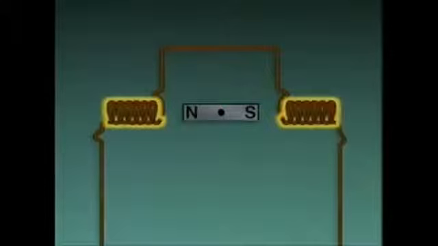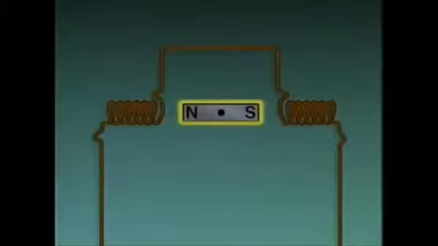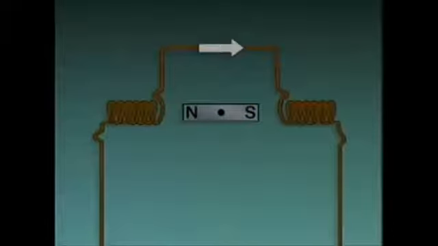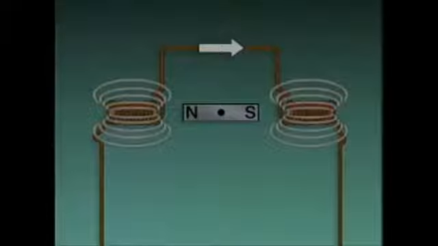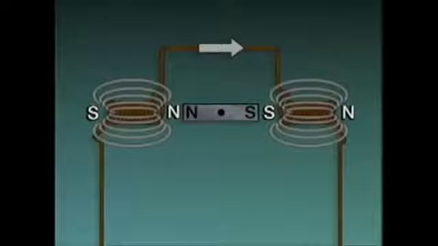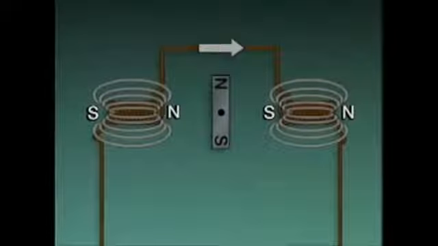These two coils of wire make up the stator. This bar magnet is the rotor. It has a north pole and a south pole. When current flows through the stator coils, magnetic fields are created around the coils. Each magnetic field has a north pole and a south pole. In our example, we're starting with the north pole of the rotor next to a stator north pole and the south pole of the rotor next to a stator south pole. The like poles repel each other, so the rotor starts to rotate.